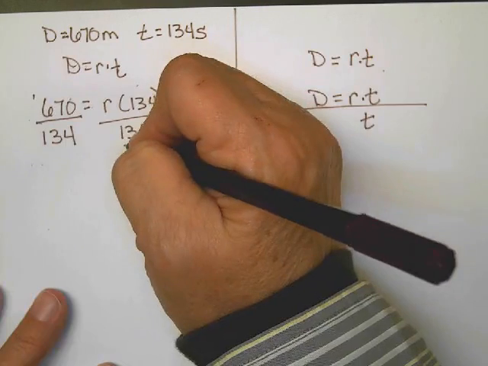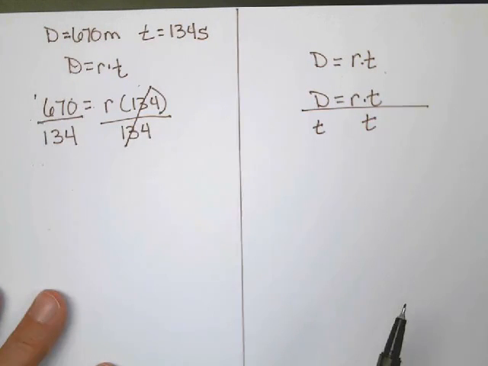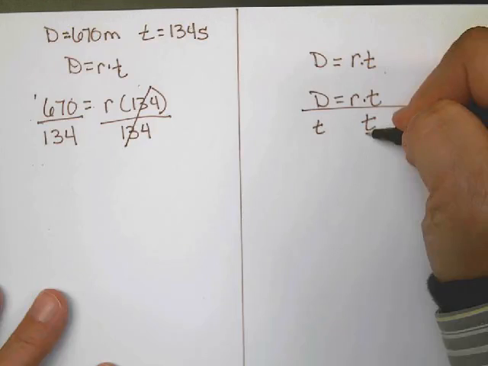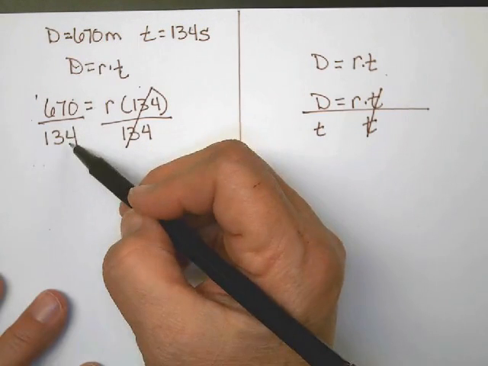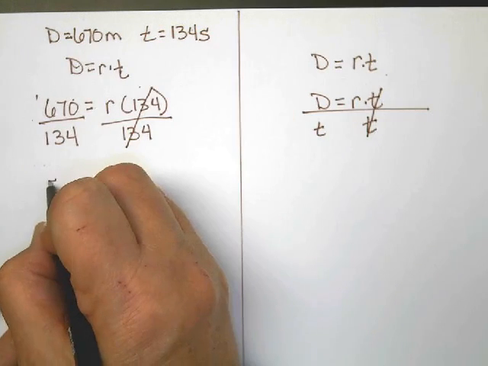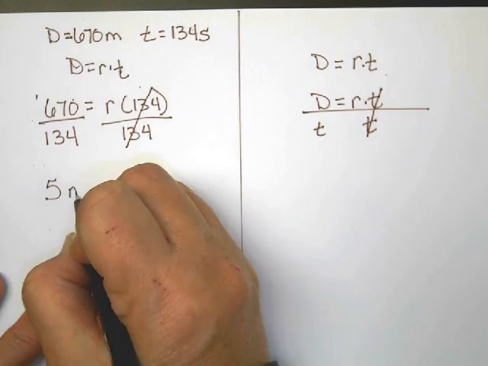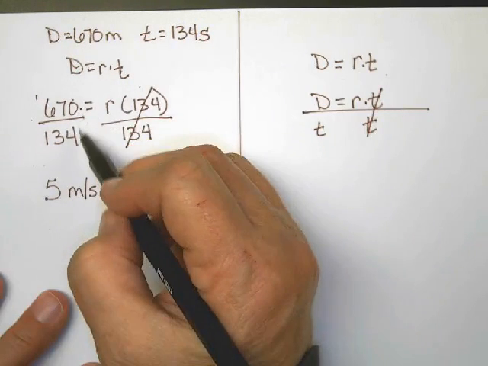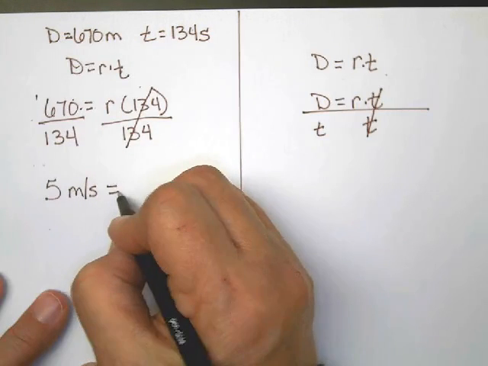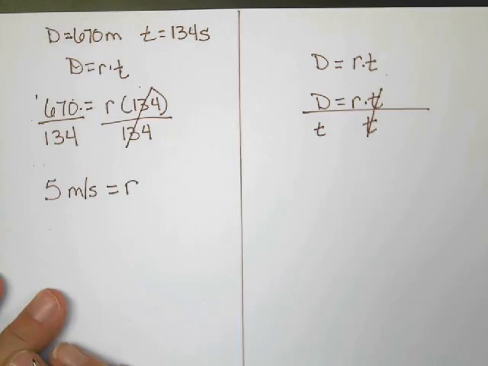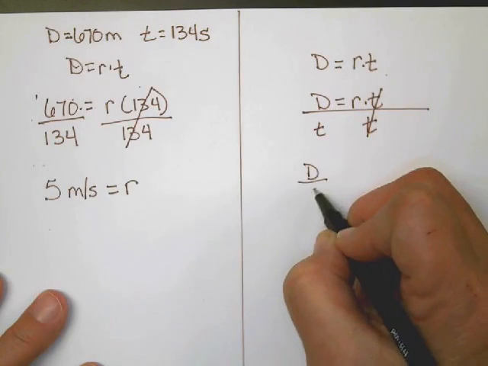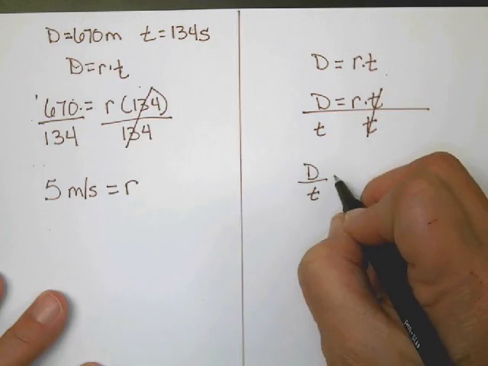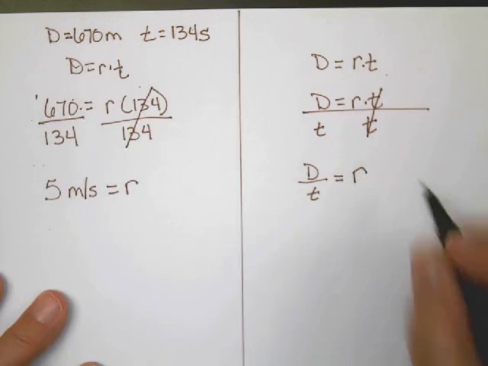Now then, I've got 134 divided by 134, which is 1, and T divided by T, which is 1. Then I end up with 670 divided by 134. That's 5. And I have meters per second because this was meters and this was seconds. And that equals my rate. Well, D divided by T, that's all I can do. I can't divide those out. So D over T equals my rate.